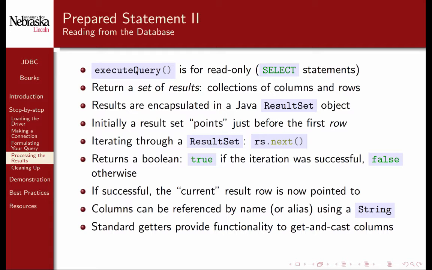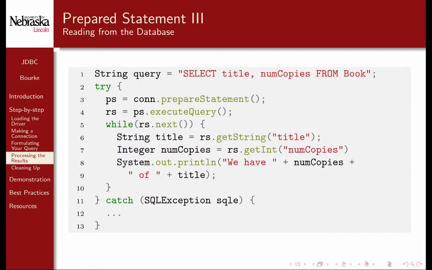For each record, you can access column values using getter methods and the column name or alias that you queried with. Consider the following example that retrieves the title and numCopies column values for every record in the book table. There are no parameters to set, so once we prepare the statement, we execute the query, which returns a resultSet. We then iterate over the records in the resultSet using a while loop.